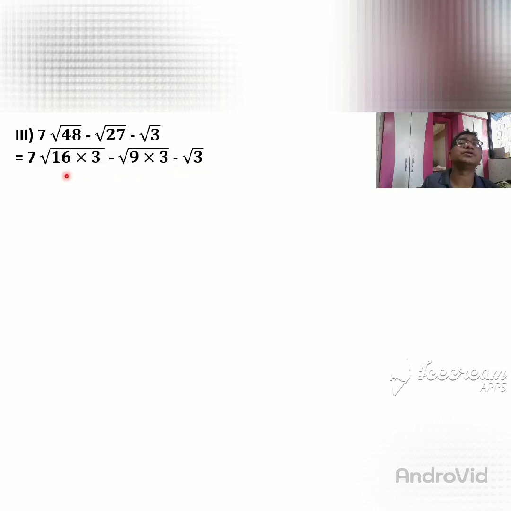So the square root of 16 is 4. 7 into 4 root 3. Then the square root of 9 is 3, so 3 root 3. So see here, the 7 carries as it is. The square root of 16 is 4, so I write here 4. So 7 into 4. Do you understand how you get the 4?